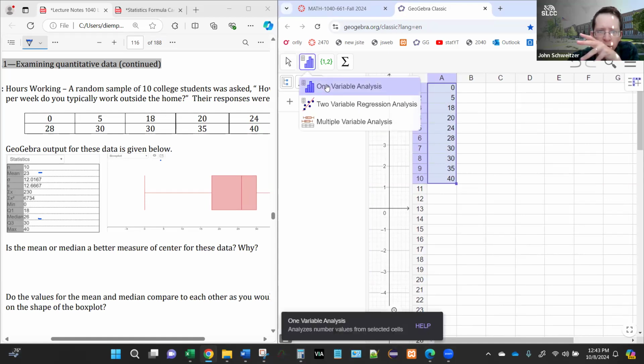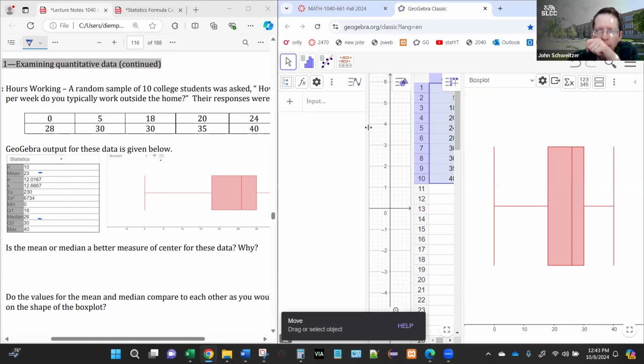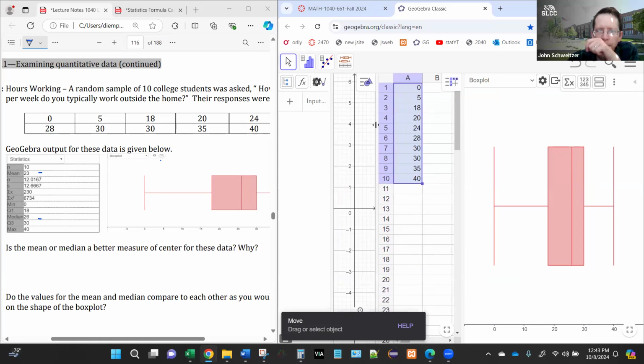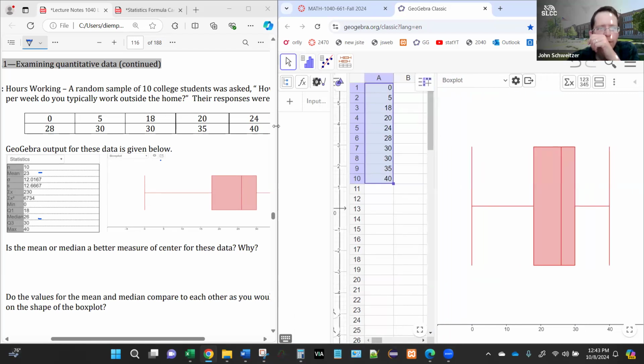Once we've highlighted the data, we come back over here to where we see the histogram. It's one variable analysis. This is number of hours worked, remember? And so we have the histogram, but we're thinking more about the box plot right now. So we'll go over to the box plot. Okay, so there are no outliers. Even that person who's not working at all is not an outlier. And the person working 40 hours a week is not an outlier. So there's our box plot.